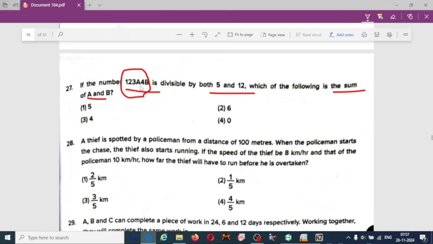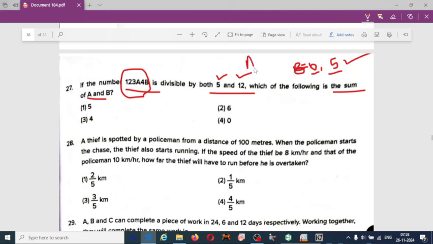In this number, if you observe, it must be divisible by 5 and 12, so B must be either 0 or 5. That is clear, because any number that is divisible by 5 has 0 or 5 at the end. Okay, this is clear for B.